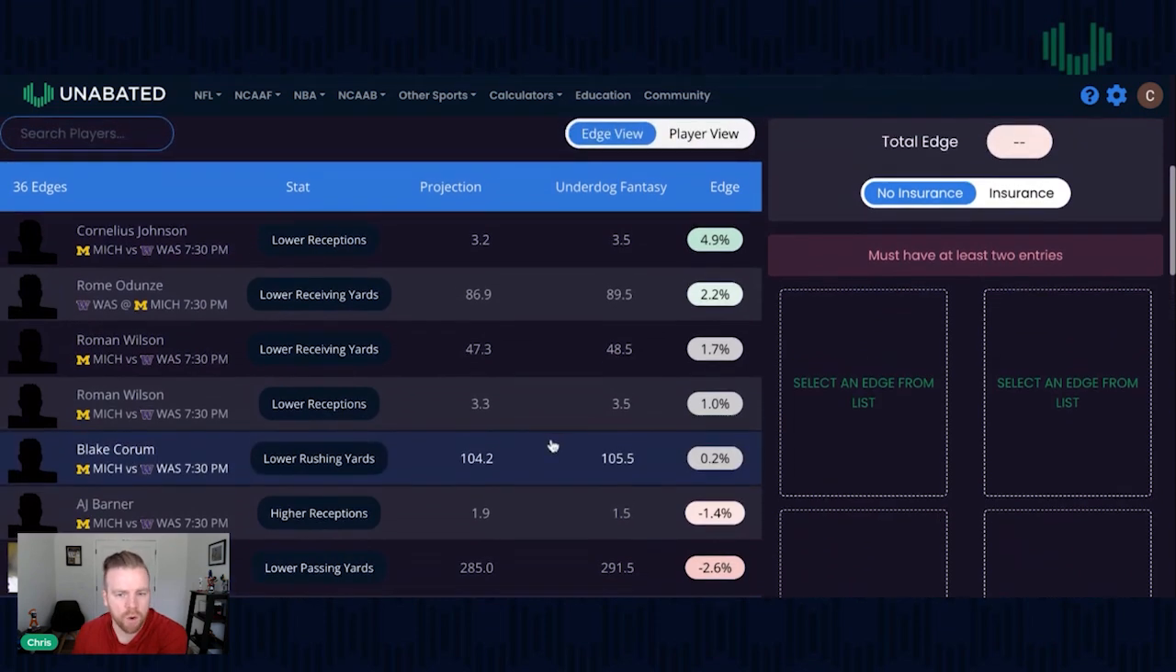And then looking at Blake Corum, a 0.2% edge. Difficult. To me, this number is a little high. Washington's defense was beat up by Texas's run game. I think you could argue that Baxter and Blue are better runners, but Michigan does have the better offensive line in theory. So does that kind of equal things out? We'll see.